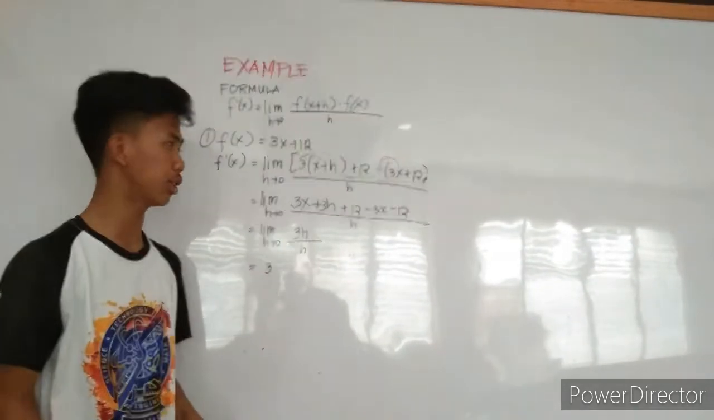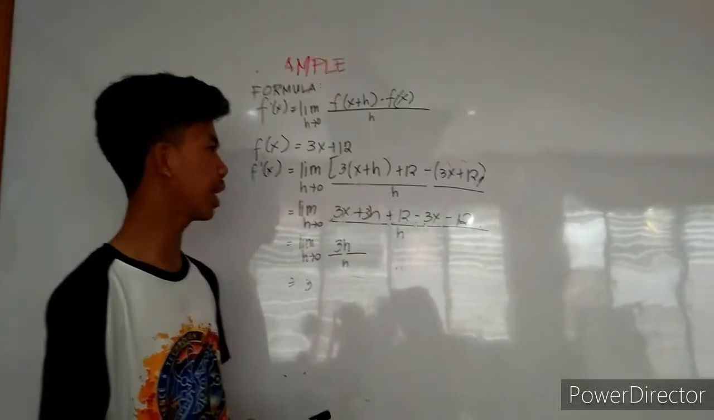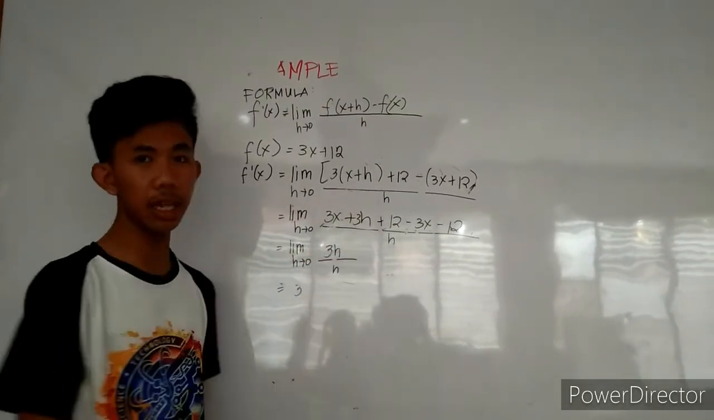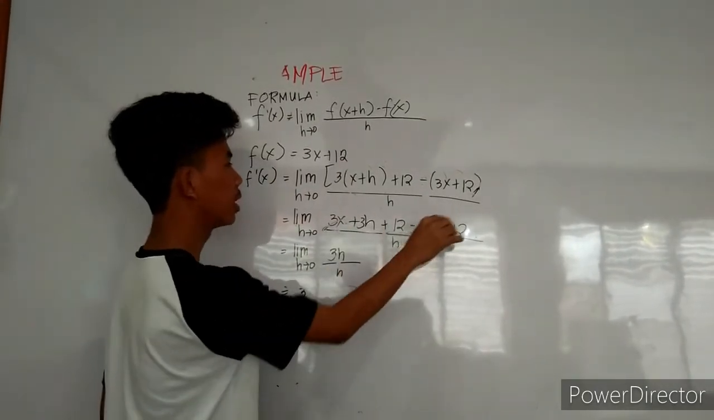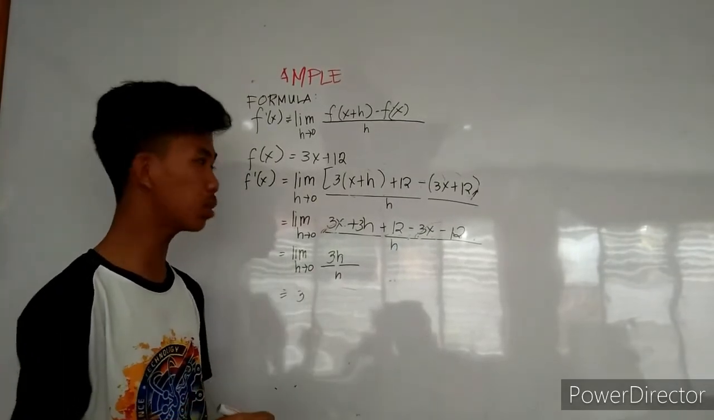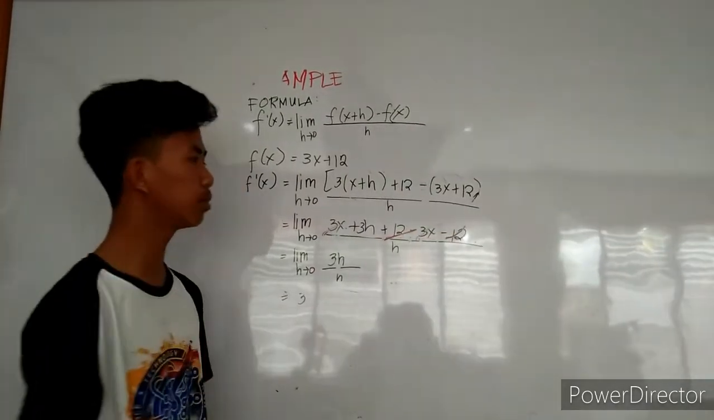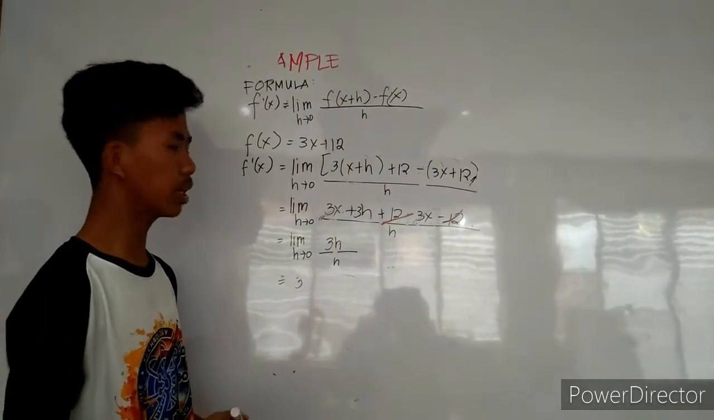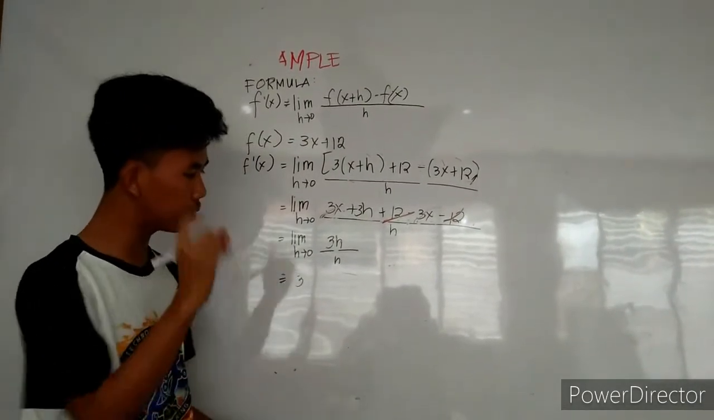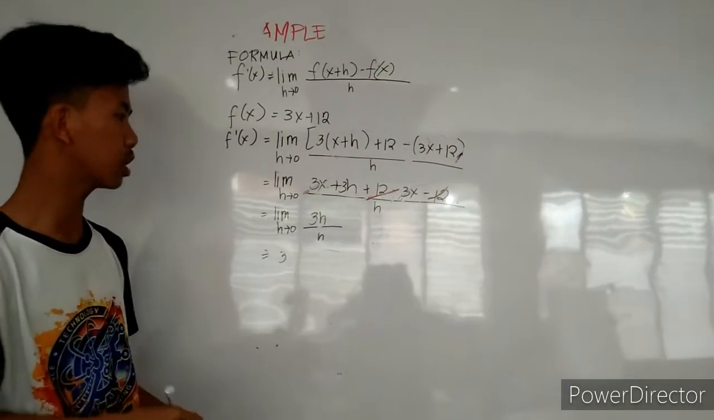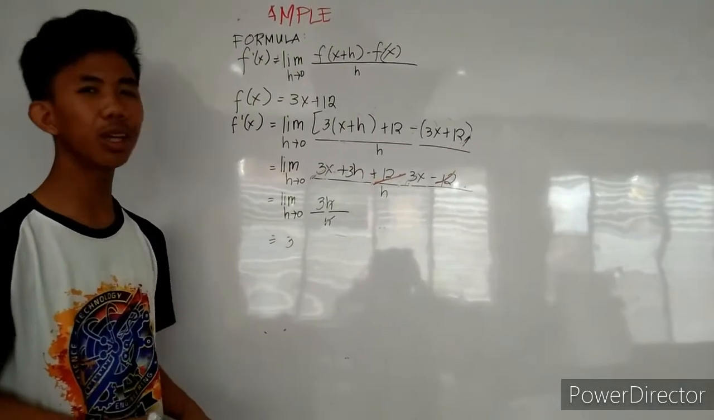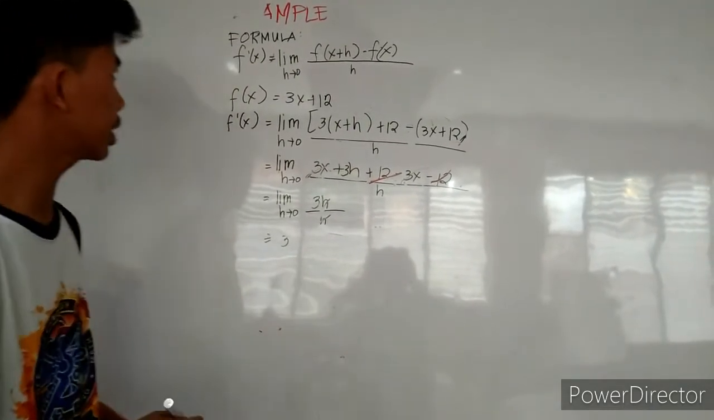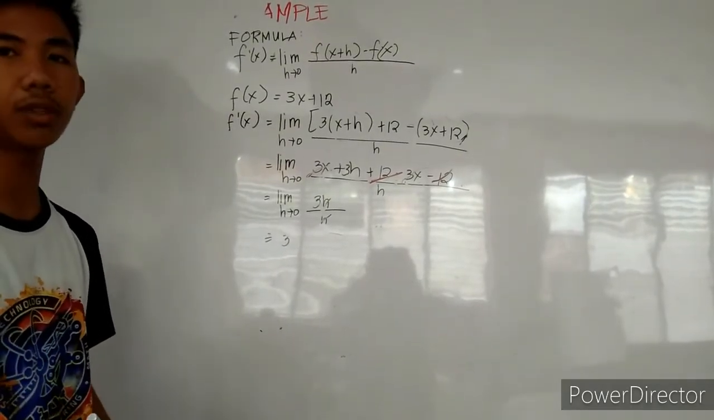Then, copy the denominator. So, the next step is to combine like terms. So, 3x minus 3x is equal to 0, so you can just cancel this term. Next, 12 minus 12 is equal to 0, so cancel. The remaining term is 3h over h. So, the limit of 3h over h, where h approaches 0, we can cancel this, and so the remaining is equal to 3. So therefore, the derivative of the given function 3x plus 12 is equal to 3.